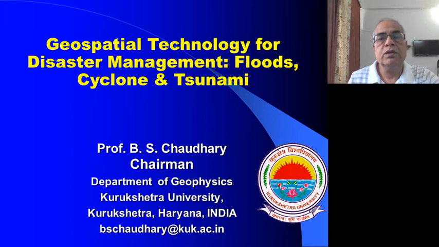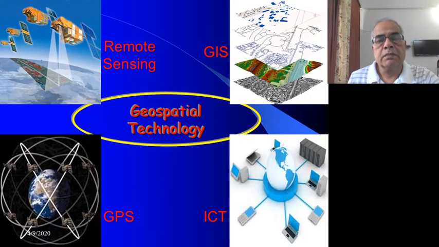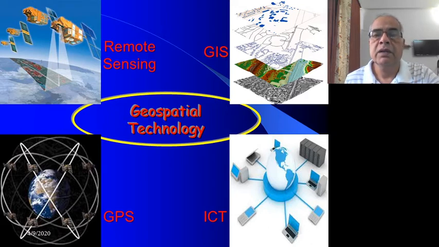When we talk about geospatial technology, let me explain what we understand by it. Geospatial technology is the integrated use of remote sensing, GIS, GPS and information and communication technology. You know that we have Earth observation devices in the air or in the sky, and we can prepare a number of maps using the data available from aerial photographs or satellite images.